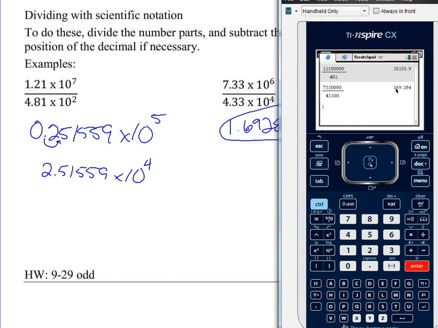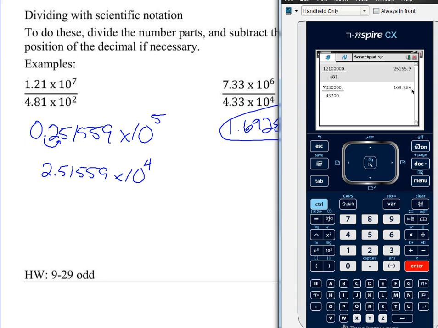If it specifically says write your answer in standard form, then that's what you have to do. If it specifically says use scientific notation, then leave it in scientific notation. But on a number like this that's very small, most of the time we wouldn't do that anyway, unless it really specifically said leave it in scientific notation.